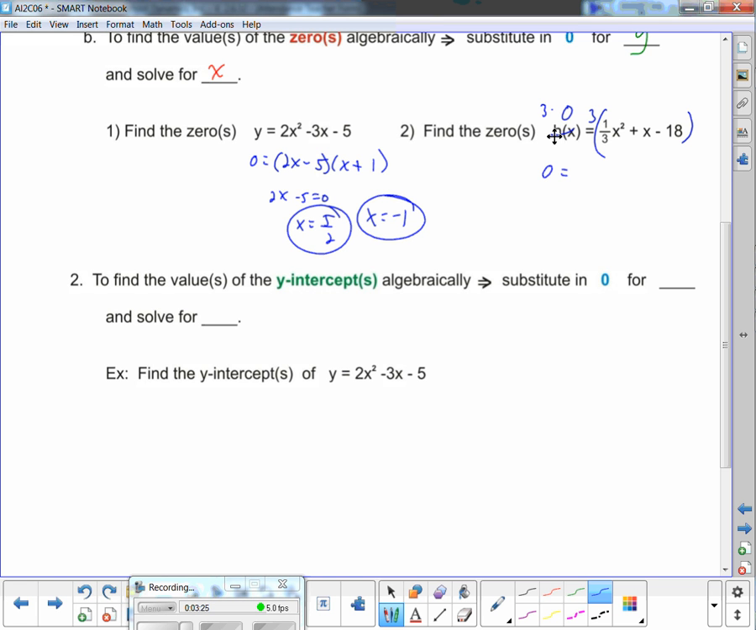The left is 0. The right becomes 3 times 1/3 is 1, x squared. 3 times x is 3x. And 3 times -18 is what? -54. So you got 0 equals x squared plus 3x minus 54. Let's see if we can factor this.